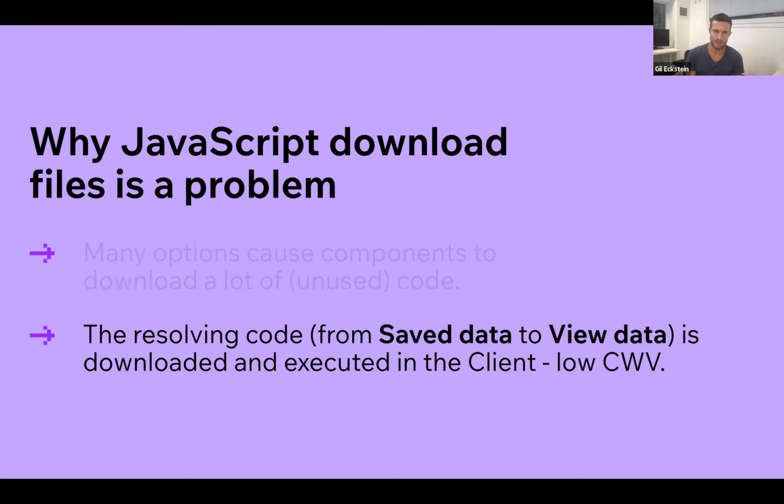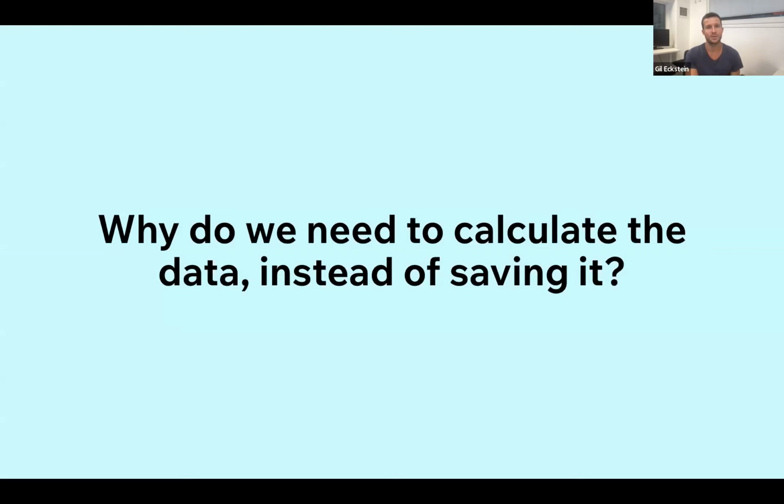And the second problem is actually the resolving code, the code that transforms the saved data to the view data, that is downloaded, but then executed on the client side, which results in low core vitals. We talked about that before. So let's look at this.